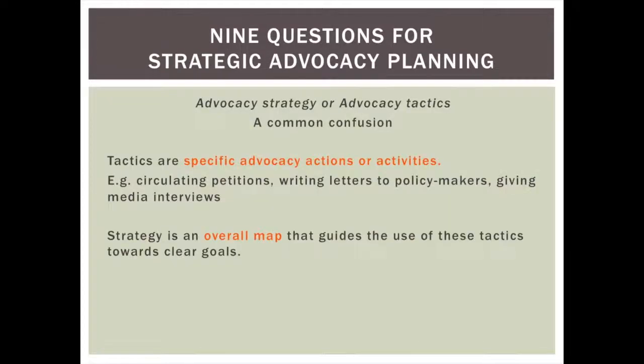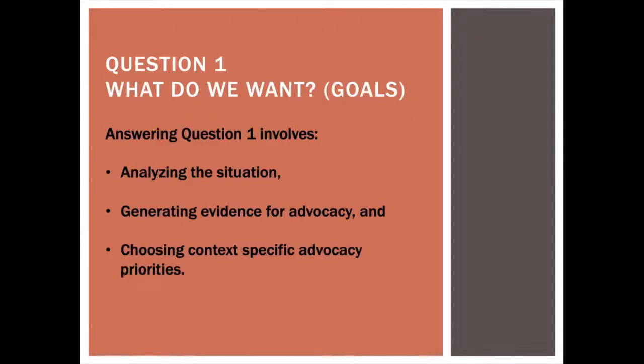But before we go further, let's demystify what advocacy strategy and advocacy tactics mean. This terminology can often create confusion. Now, tactics are specific advocacy actions or activities that are undertaken to capture the attention of people in power in relation to your issue. Example: circulating petitions, writing letters to policymakers, and giving media interviews. However, strategy is an overall map that guides the use of these tactics towards clear goals. In other words, strategy is a hard-nosed assessment of where you are, where you want to go, and how you can get there.